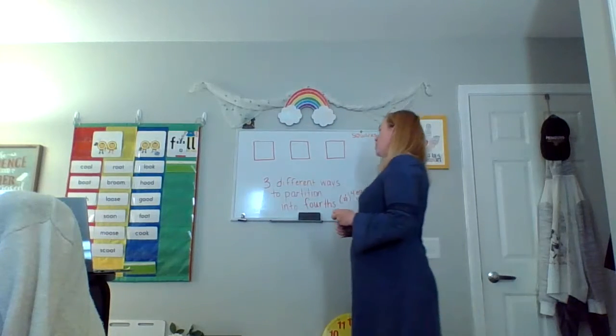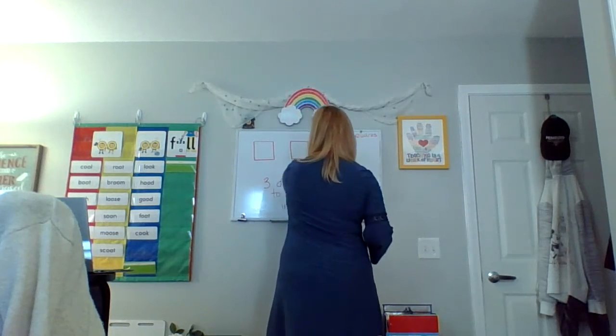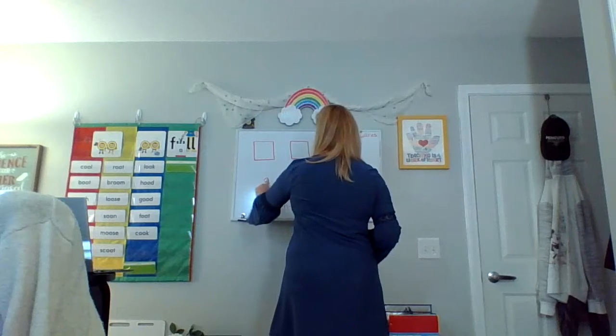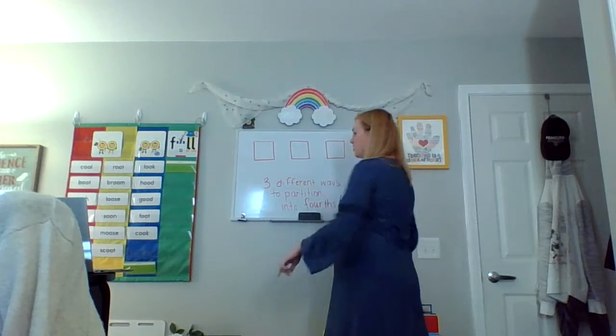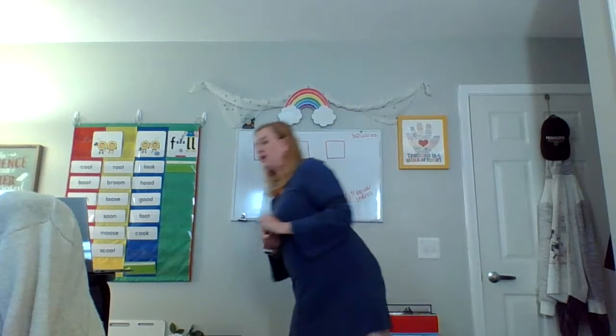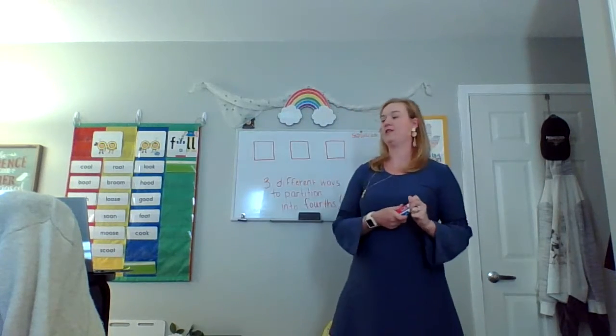Alrighty, so you're dividing these rugs, which are squares, in 3 different ways. You're dividing it into fourths with 4 equal shares. When you're finished, give me your best underwater animal face.